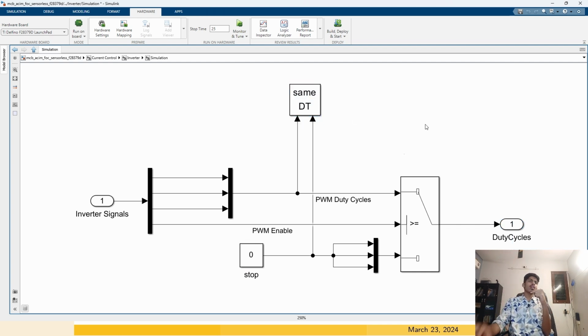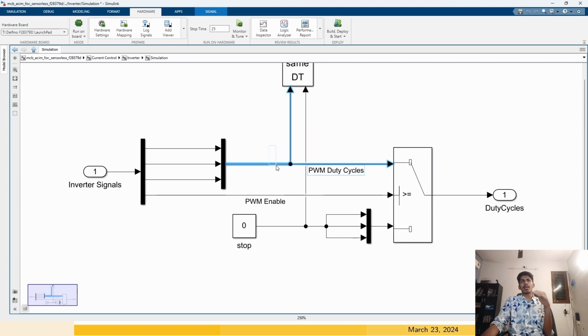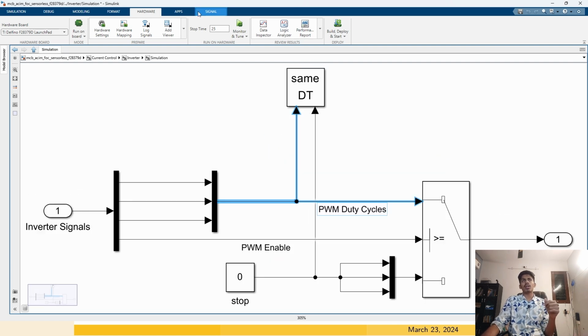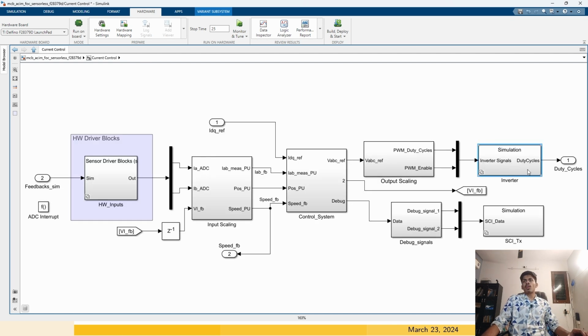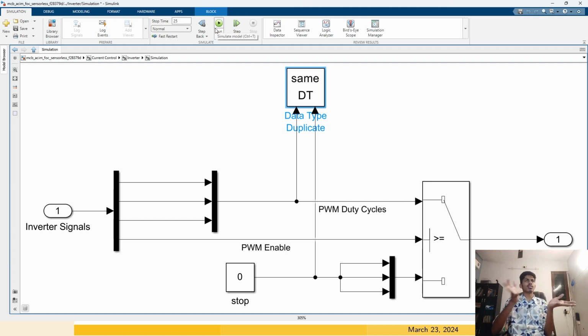And this same DT block ensures that these signals and this 0 value are the same data type. If they are not, then at compile time it will give an error that these two are not the same. This is how it will behave in the simulation mode. So when you are simulating entirely within MATLAB, you don't have a physical inverter, right? So it will mimic the inverter's function, that gate pulses stopping, virtually here. If you double tap, you will by default go into the simulation mode, because the entire thing is in simulation mode.